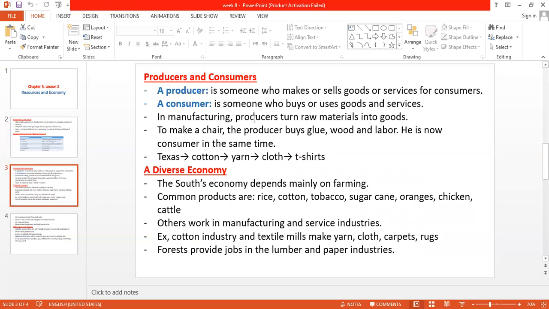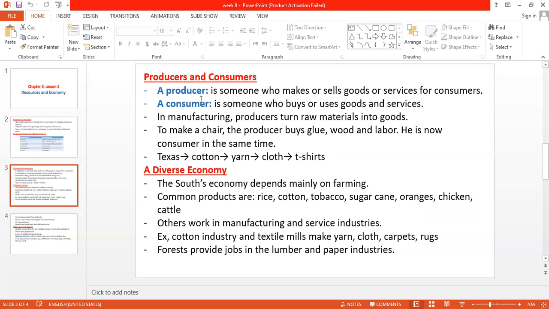So now, these are idioms related to the part of economy. The first idiom we have today is producer. What is the meaning of producer? Producer means someone who makes or sells goods or services for consumers. Anybody who has a factory is called a producer. Anybody who makes goods at a factory is called a producer.